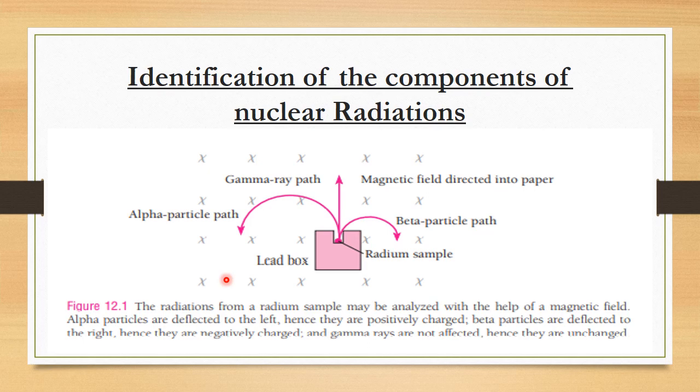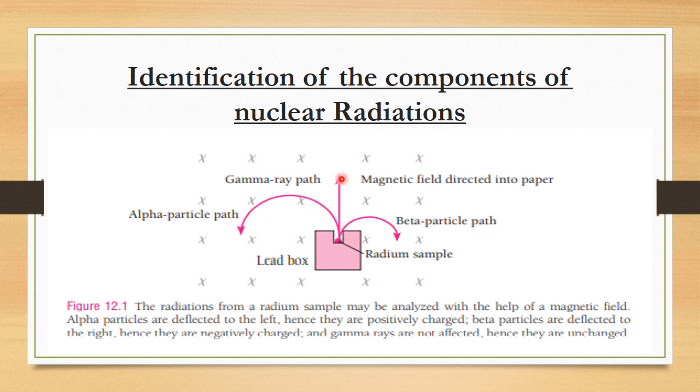Now, the identification of the components of nuclear radiation. This is a radium sample, kept in a lead box. This is kept in a magnetic field. The magnetic field is represented by this cross mark, which indicates that the magnetic field is directed perpendicularly into the plane of this paper. In such an arrangement, you can find the alpha particle path like this.